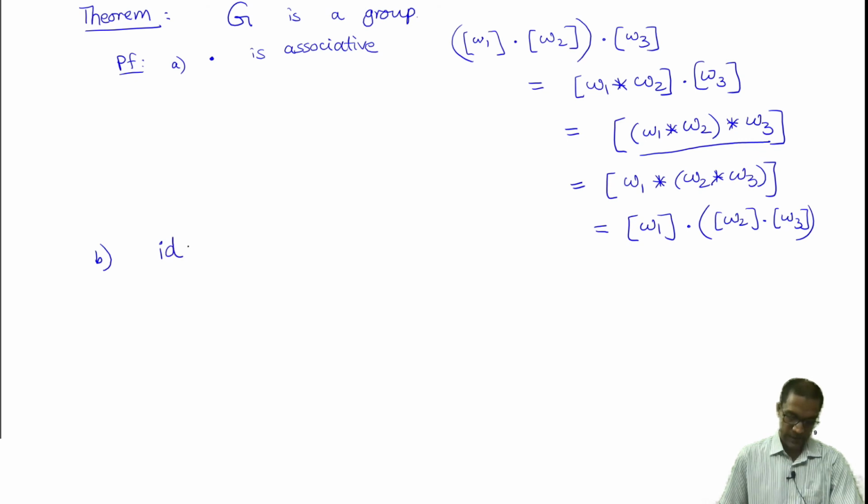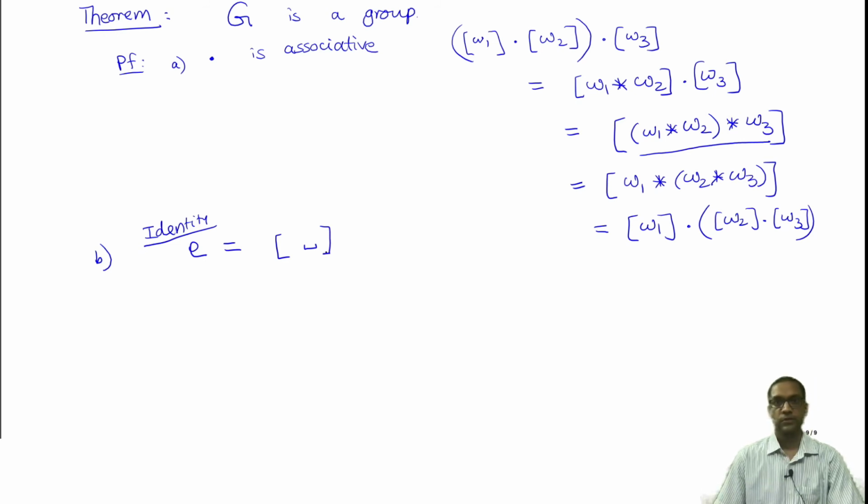What should the identity element be? Well, let's call it E, maybe, the identity element of this group G. I claim it's nothing but the equivalence class of the empty word. That is the empty word in words of S hat.